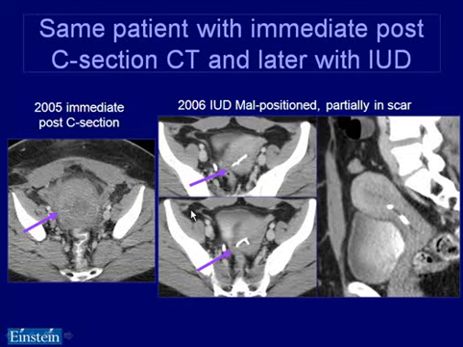A year later, she had a CT scan for other reasons, and she had the IUD, and what wasn't noted was that the IUD was actually malpositioned. Here you can see one of the arms of the IUD exactly at the location of the cesarean section scar, and a reconstruction shows that the IUD was not really sitting well seated in the endometrial cavity, but had gotten stuck, we believe, in the scar and had to be removed.